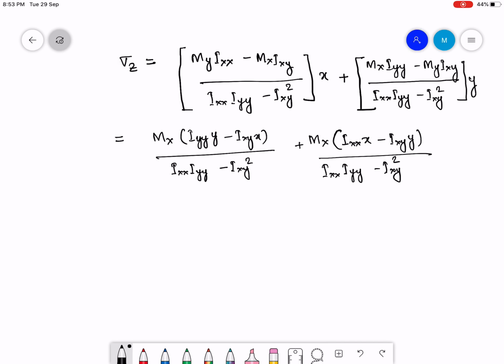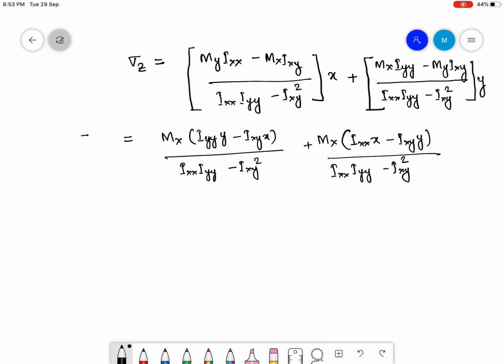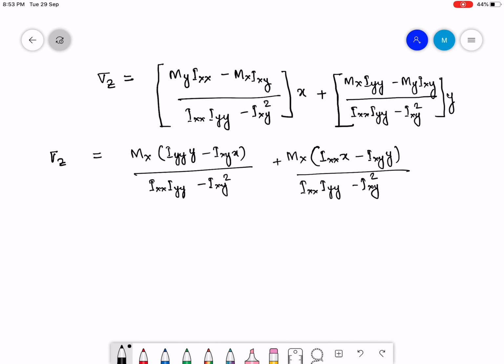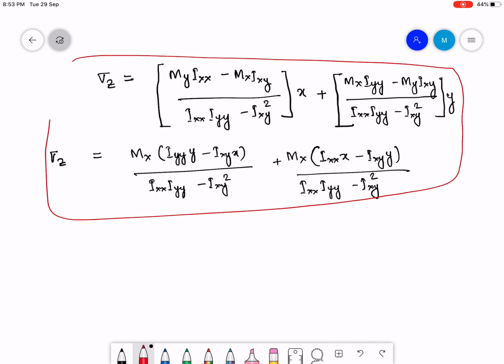Okay, so these 2 are the equations that I wanted. I mean, this is just a rearrangement of this, right? Nothing more than that. So now I know this.